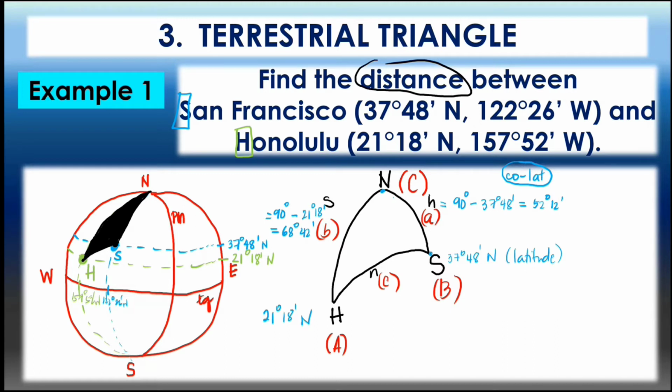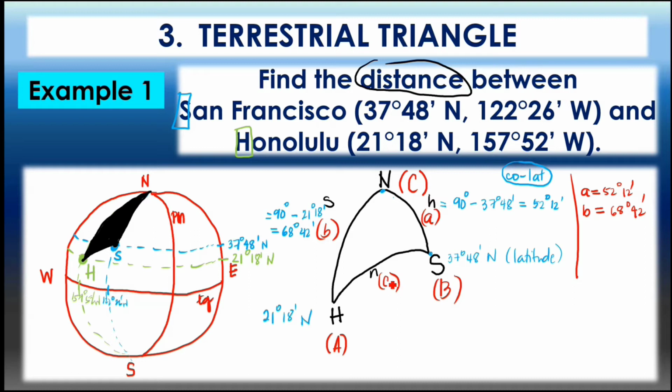So in this case, we already have the measures. Let us make use of the ABC. We have a measure for A, which is 52 degrees, 12 minutes. We already have a measure for B, that is 68 degrees and 42 minutes. With these two given, we cannot solve yet, because remember, we should have three givens.